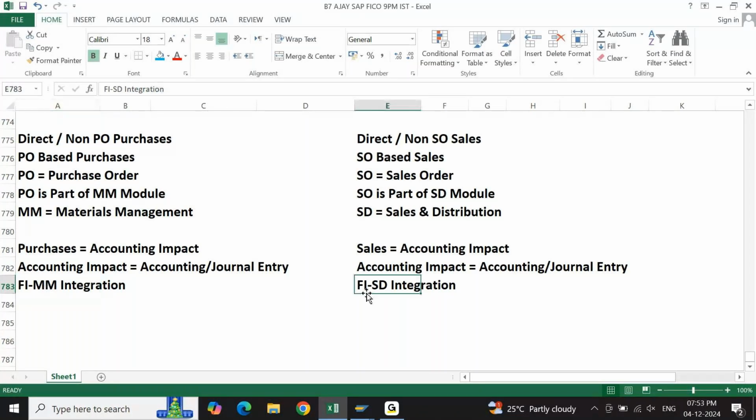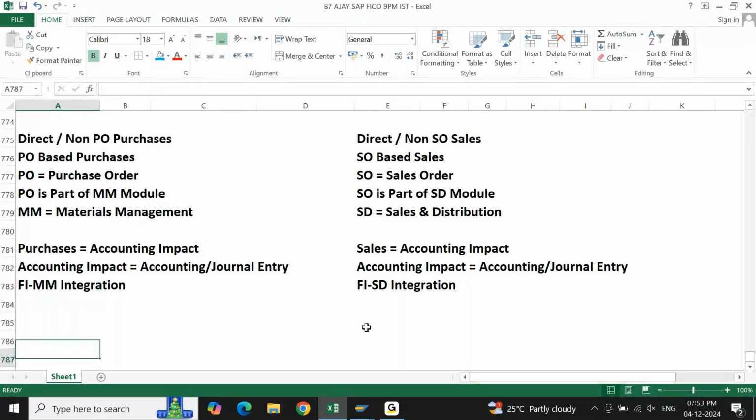Similarly, if you're talking about customer, do not talk about anything related to AR, accounts receivable, customer, if you do not know FI-SD integration. It is as simple as that. You do not know anything related to AR if you do not know FI-SD. Similarly, if you do not know FI-MM integration, you do not know anything about AP. Why should we say it?